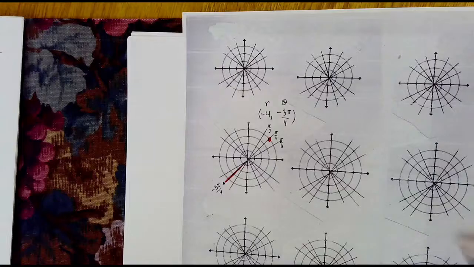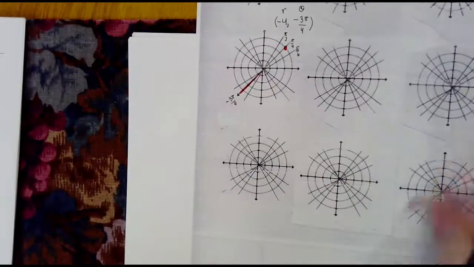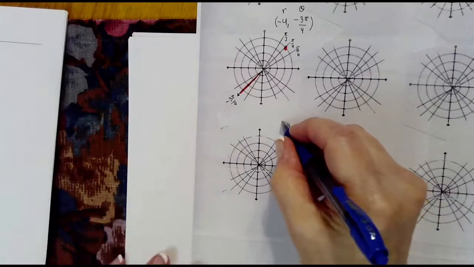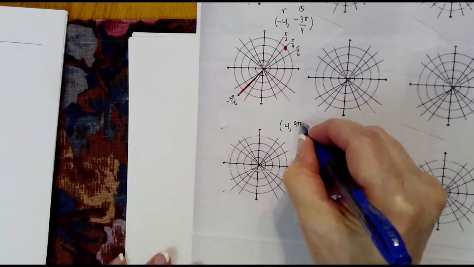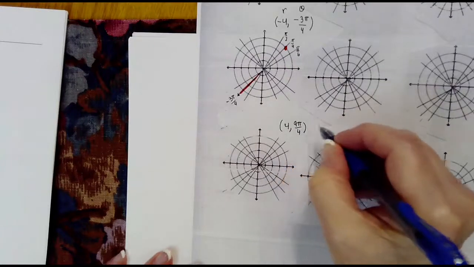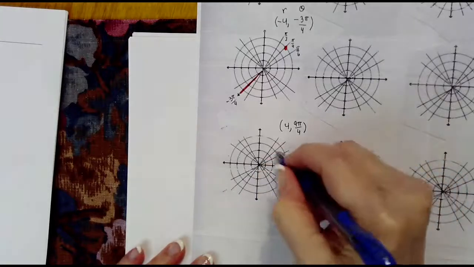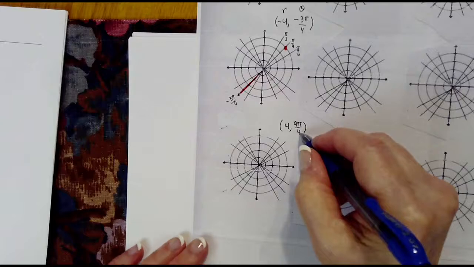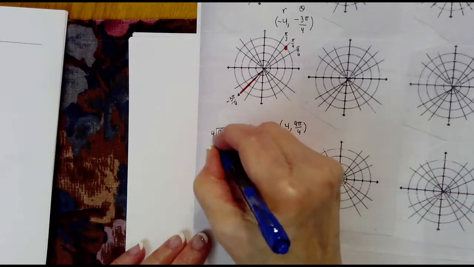Okay, so let's look at number 2. We'll move it up and use the next graph down. So number 2 says to have 4, 9 pi over 4. Now 9 pi over 4 is not one of the ones that we have in the unit circle, but we can do what we did before. We're finding coterminals. So we're going to take 9 and divide by 4.